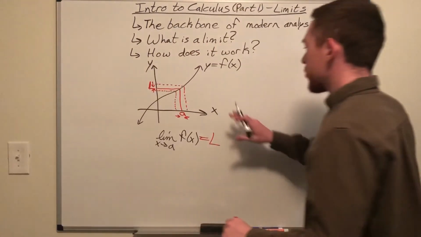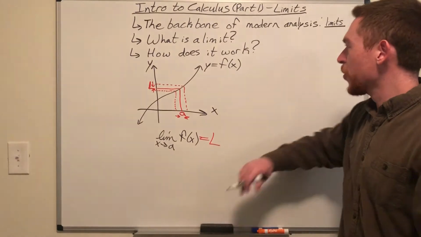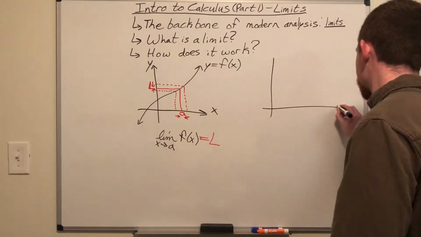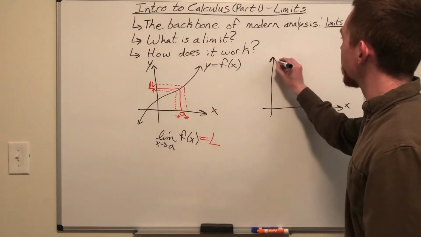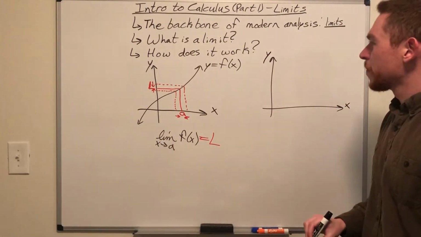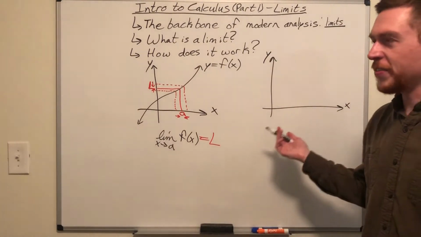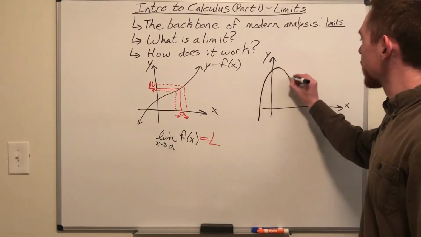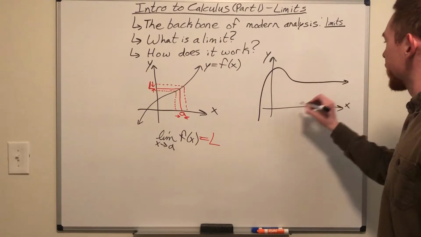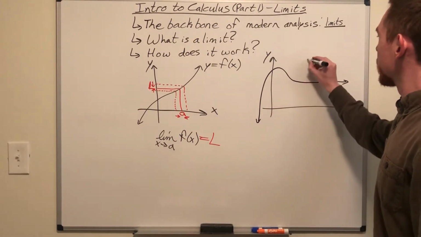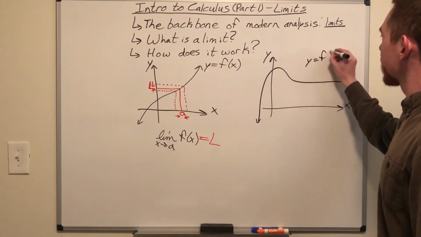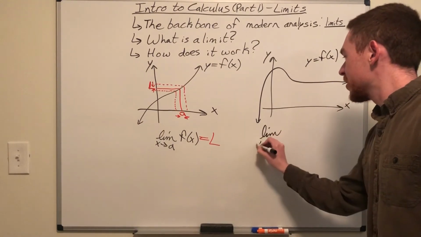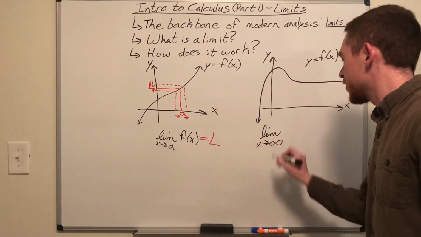Okay, so that's at any finite number. So how does it behave at, let's say, positive infinity? Or you can also do it at negative infinity, but I prefer to work with positive infinity if I can. Okay, so now let's say we're looking at some function like this. Let's call this y equals f of x. And I want to know the limit as x goes to positive infinity.